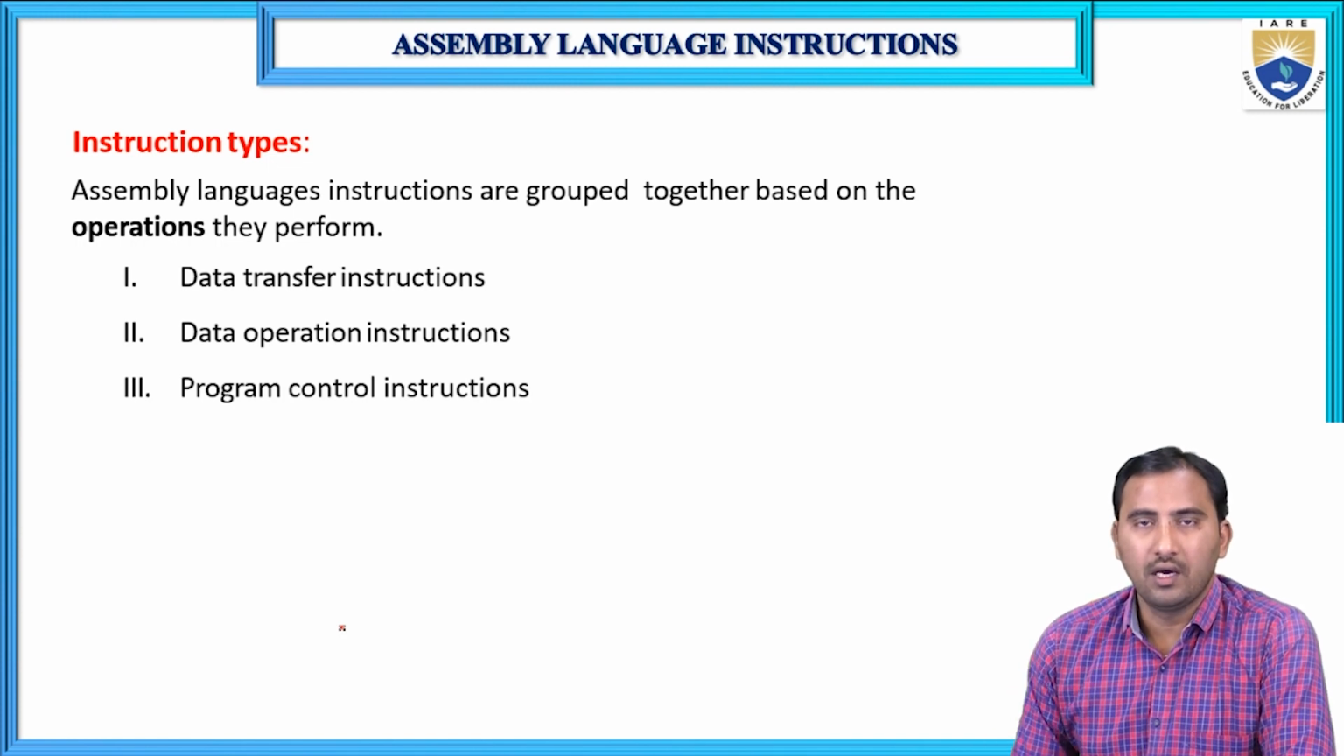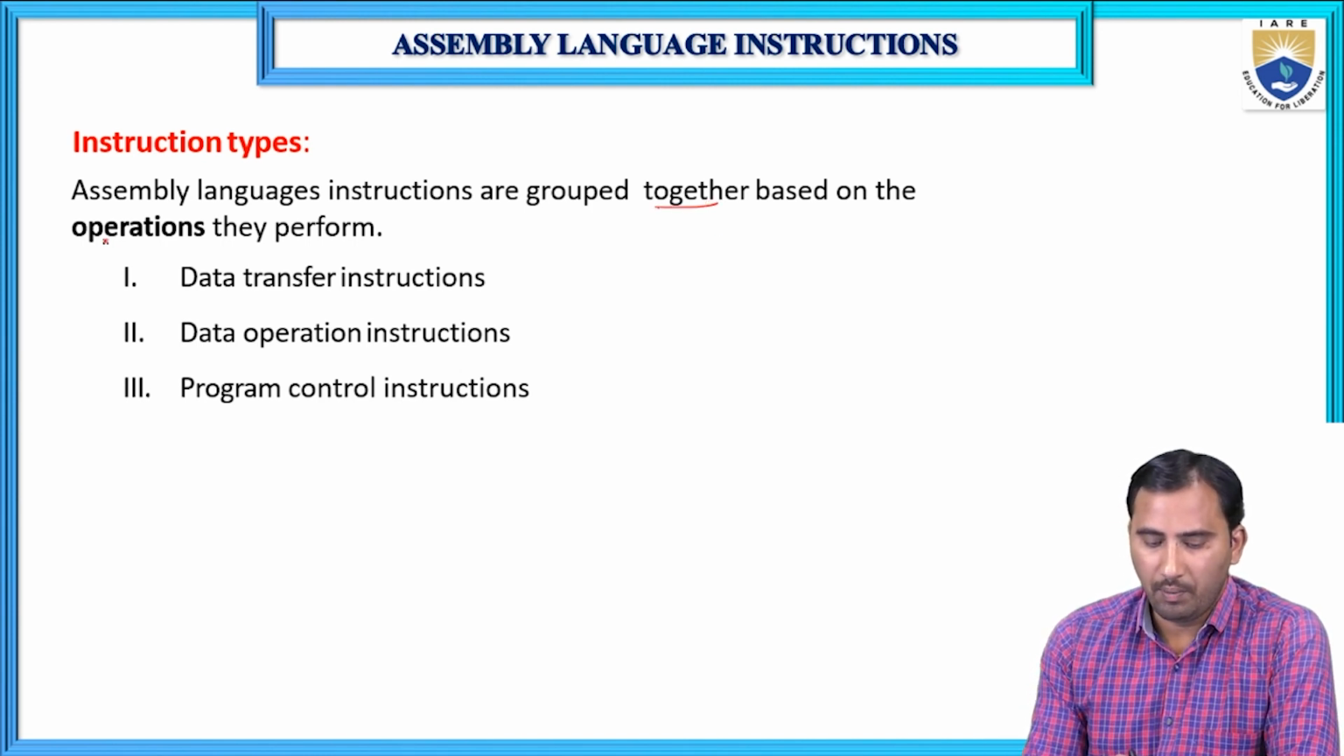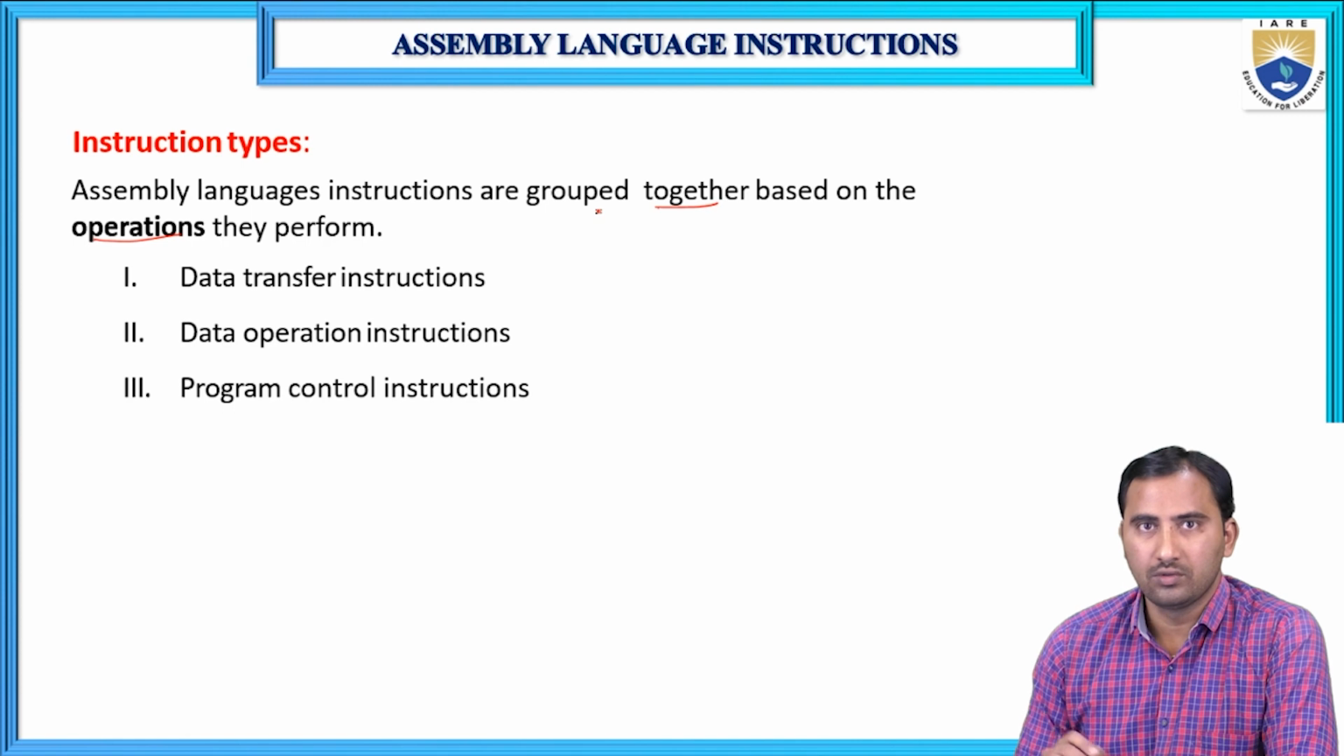So let's start with the instruction types. An instruction is a command to the processor to perform an operation or to perform a function. That is called an instruction. All these different types of instructions we are grouping together based on the operation. These are called the instruction set.